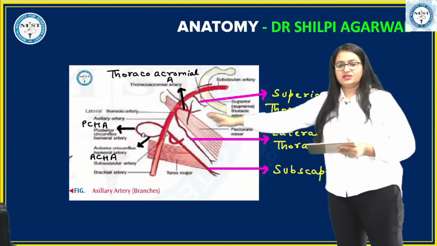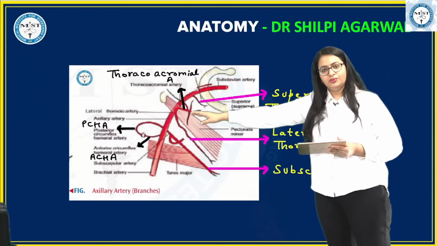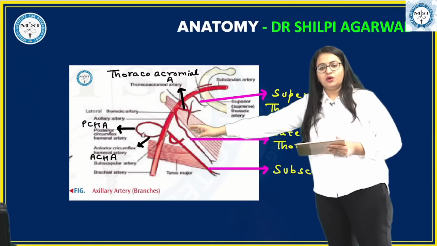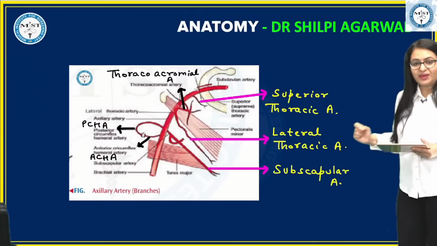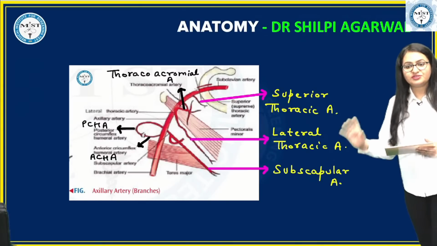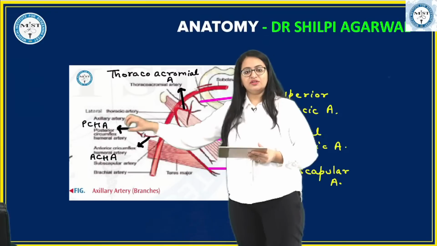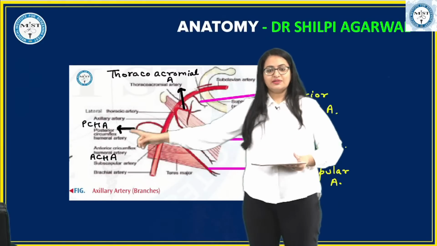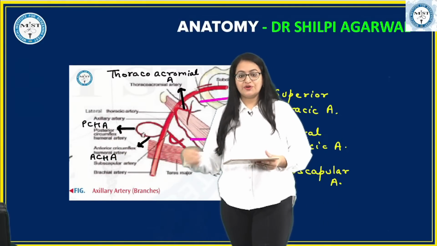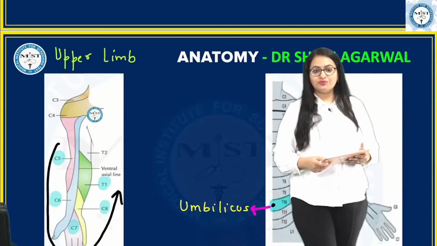If this is the lateral thoracic, another branch is what? Thoracoacromial, this one. Now, any artery which is running parallel to the lateral thoracic, that is subscapular. So this is the subscapular, and then you see the other two branches which are forming a circle, that is the circumflex humeral arteries, the anterior and the posterior circumflex humeral artery.